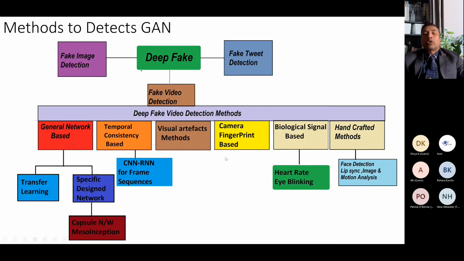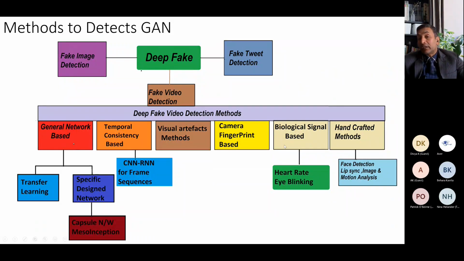So now we understand how to create the deepfake video. The point is how to detect the deepfake video. There are a lot of methods reported in the literature. Some are network based, which are the general networks, or based on deep learning. Some are based on identifying the temporal consistencies in the frames, which means that we have to check, as the frames move, what the temporal effects in the frames are. Then some methods use the visual artifacts method.